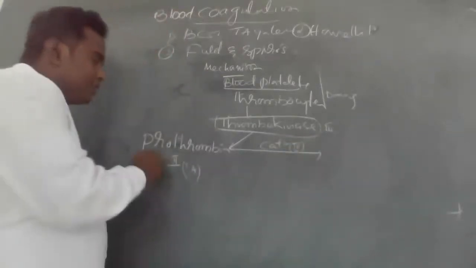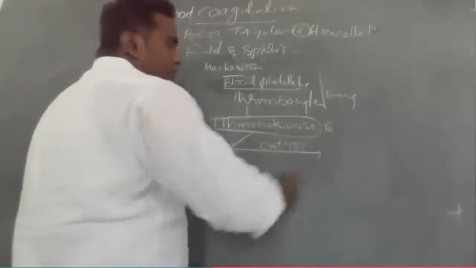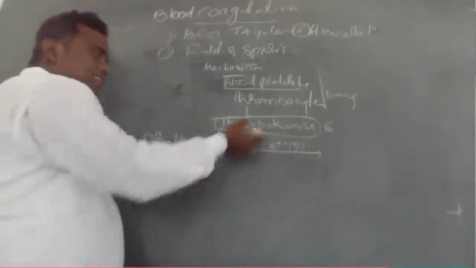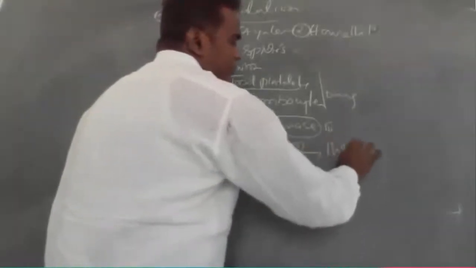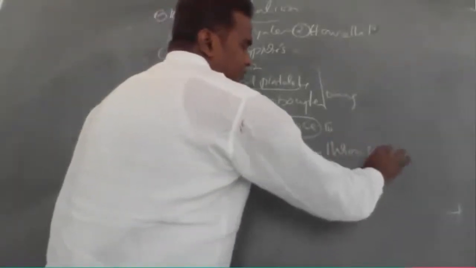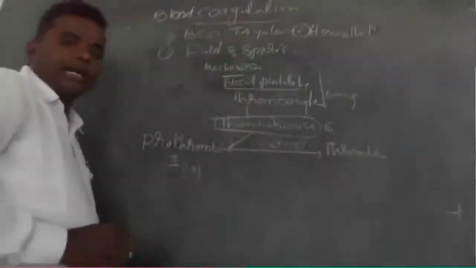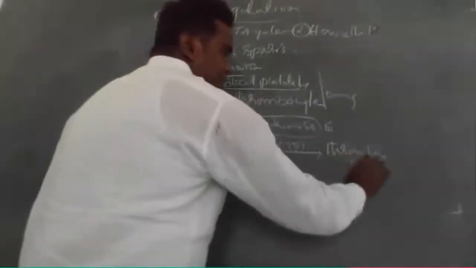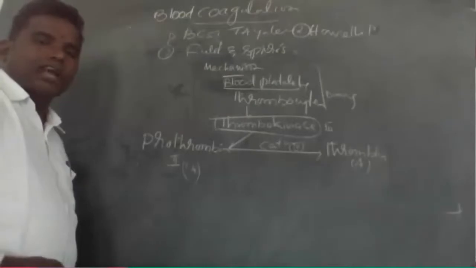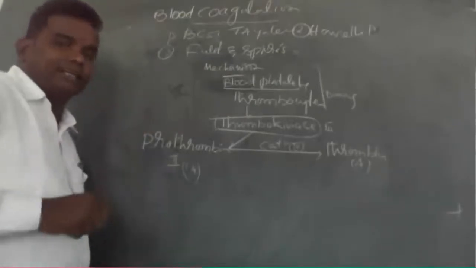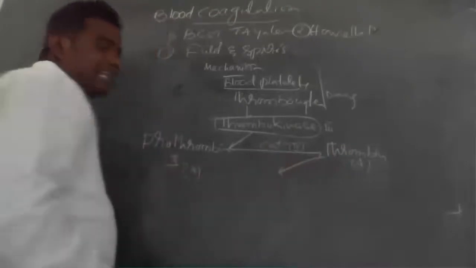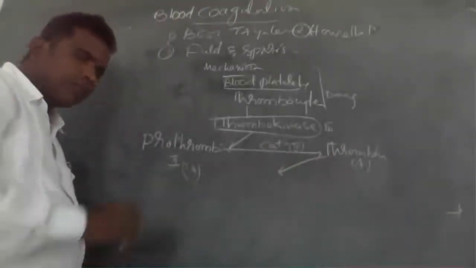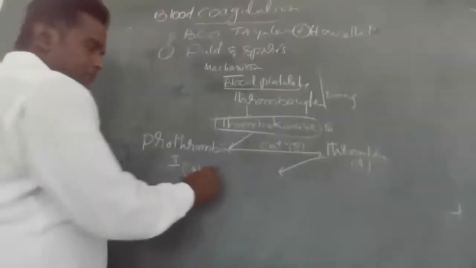So prothrombin is activated by the influence of thrombokinase. What happens now? Thrombin is formed. This thrombin is an active thrombin. This active thrombin should now activate what?